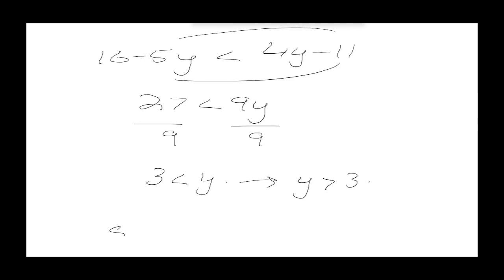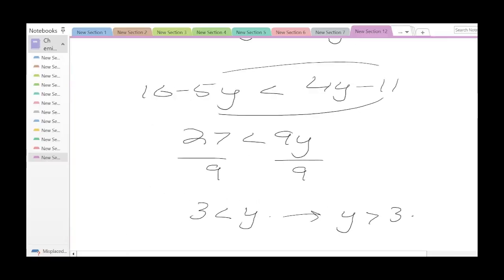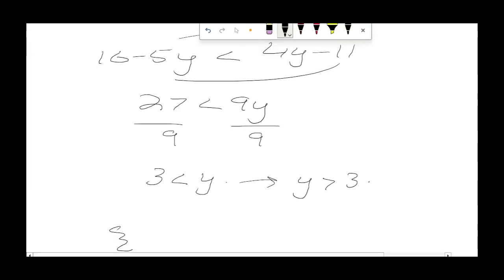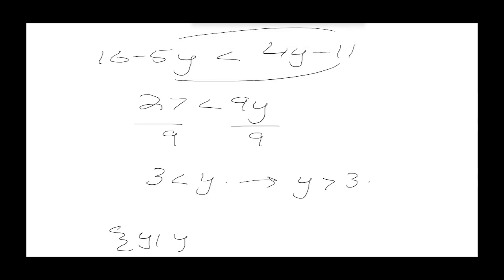And if we want to write this in the set notation form, we first need to know whether y belongs to real numbers, whole numbers or what. So we know that it belongs to real numbers. So we can write y such that y belongs to the set of real numbers and y is greater than 3, or 3 is less than y. So this will be our final answer.